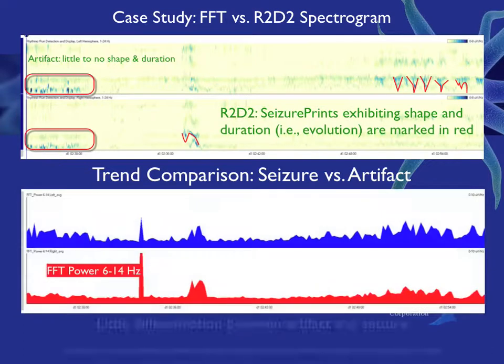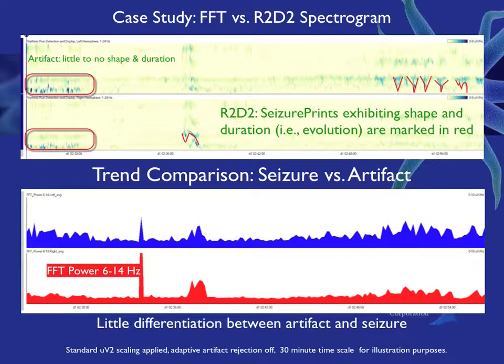Let's compare the R2-D2 trend at the top with an FFT 6 to 14 Hz power trend. While there are deflections in the power trend for seizure and artifact alike, there is no way to differentiate or identify seizures or artifact activity from the power trend. Note that power ratio trends will fare no better in this respect.